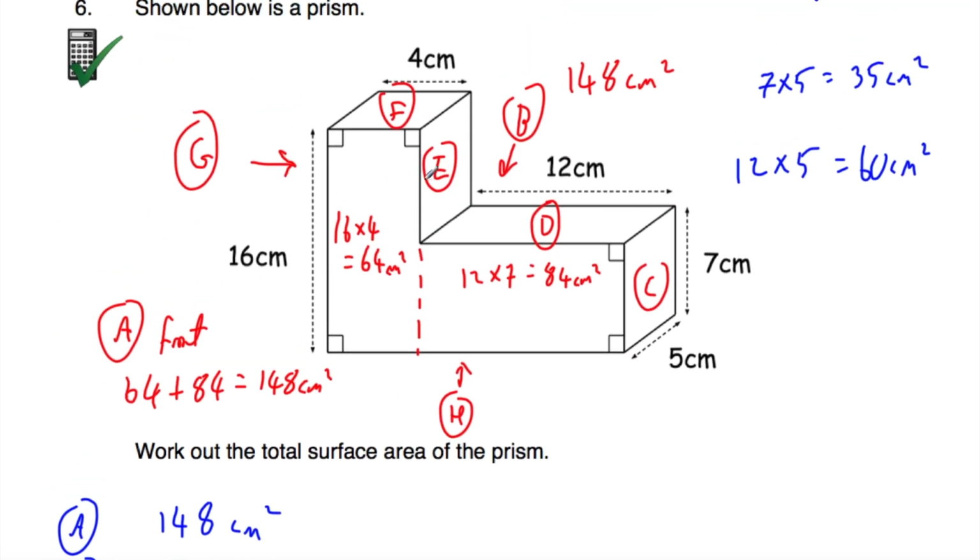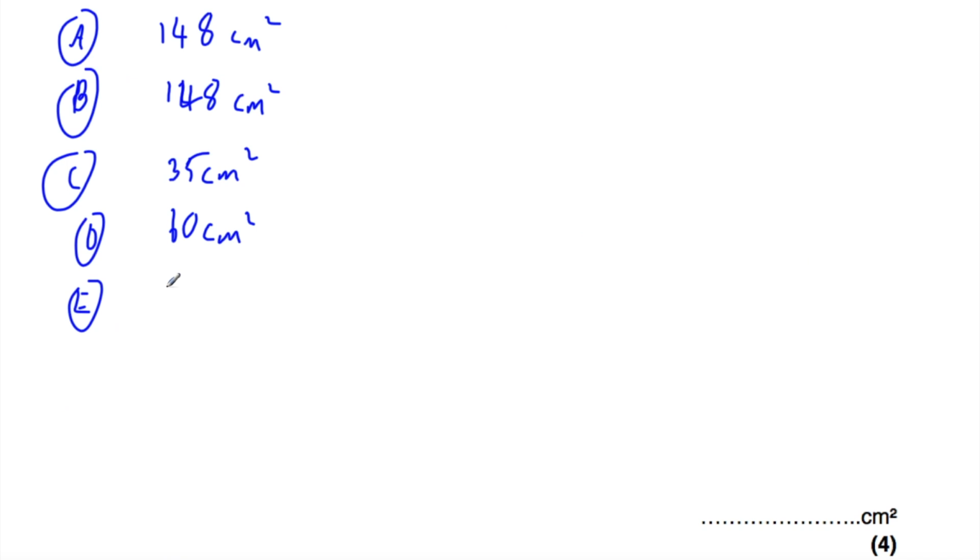The height of E, well actually the height of E is not actually labelled here. The height of the whole prism is 16 centimeters. This height is 7. So if we do 16 take away 7, that's equal to 9. So that means the height of E is 9. The width of E is equal to 5, and 9 times 5 is equal to 45. So the area of E, that rectangle, is 45 centimeters squared.